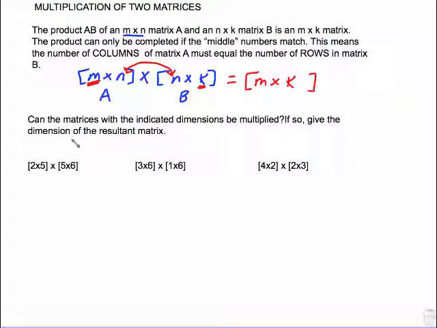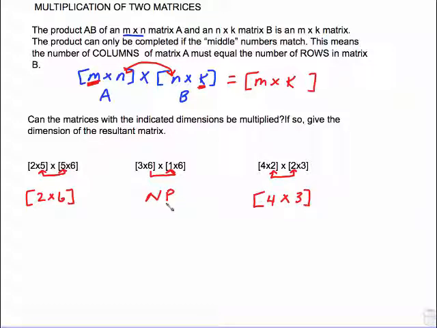So we want to see if these matrices can be multiplied. We don't have the matrices written out, and you don't know how to multiply them yet, but the number one thing to check is if they can be multiplied. So you check right in here. As long as those two numbers are the same, the dimensions of your result will be a 2 by 6. Here, the 6 does not match with the 1. This is not possible. Here, the 2 matches with the 2. That means they are able to be multiplied, and my answer matrix will be a 4 by 3.